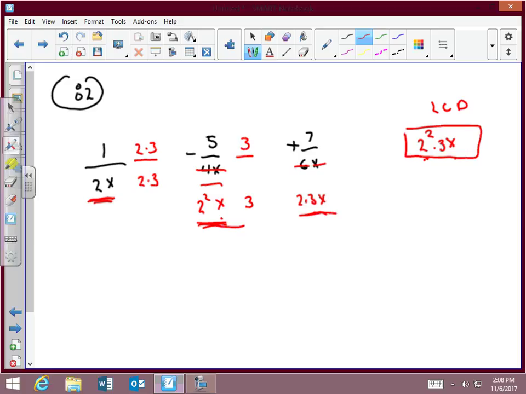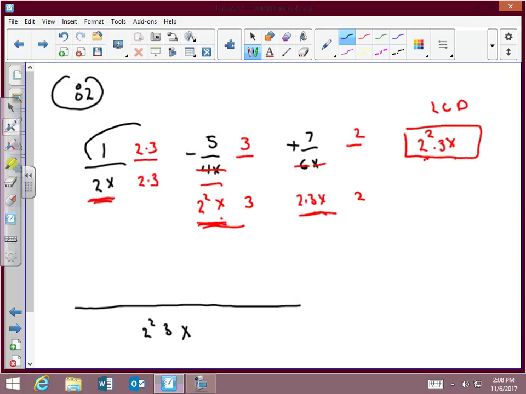You look at this denominator. What do you lack? A 2 to make it 2 squared, right? You have to have a 2. You put a 2 up here. Now you notice that every one of your denominators is 2 squared 3x, right? So you put the 2 squared 3x as a least common.